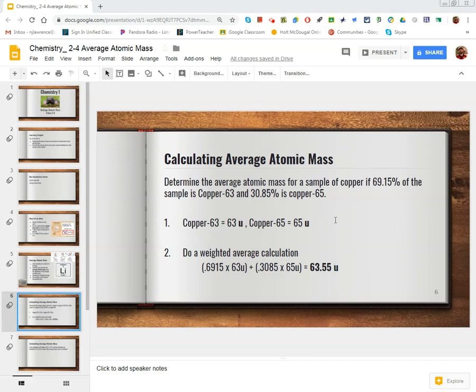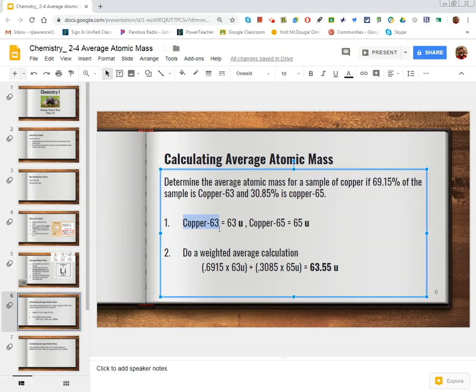So as we get started in this problem, there's a few things you need to remember from the last video. First of all, why is this called copper-63? Well, it's called copper-63 because it has an atomic mass of 63, meaning the total amount of protons and neutrons in this isotope is 63. So since it's copper-63, we can write 63 U or 63 AMU. And then copper-65, same as 65 U, meaning that its atomic mass is 65.